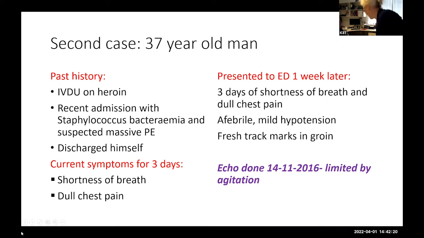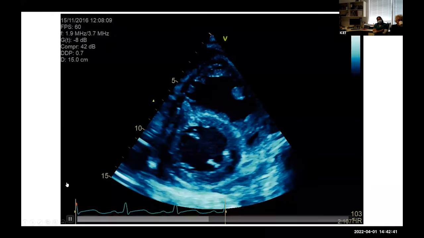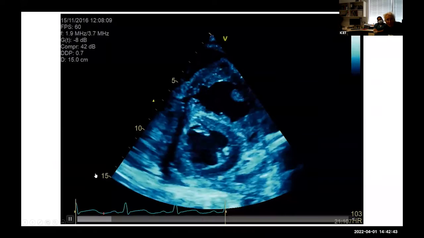Would you like to drive it so you can look at it? Just stop at the slide that says, what do you think? You tell me when to stop. And so this echo was done when he presented here 1 week later, right? Yep.